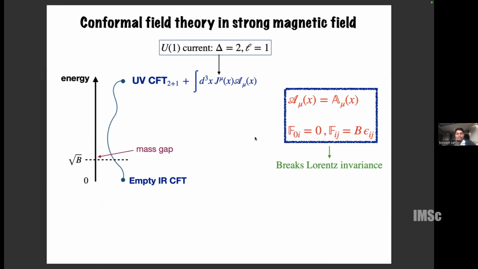However, it breaks Lorentz invariance because we placed a constant background magnetic field. But you can think of it as deforming a UV CFT by its current operator, which is again a relevant operator, with the coupling to the current operator given by a gauge field whose field configuration gives a field strength providing the constant magnetic field. In general, since there is no other scale, interacting CFTs always become gapped, and the mass gap is given by the square root of the magnetic field, and the IR is an empty IR CFT.